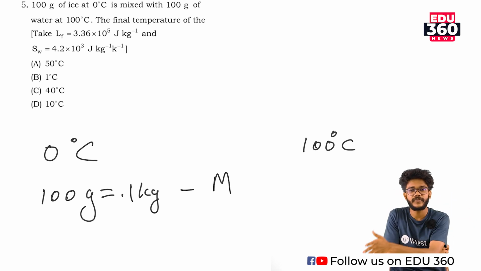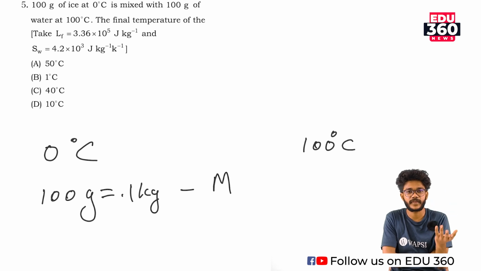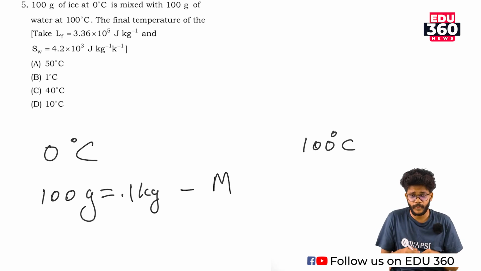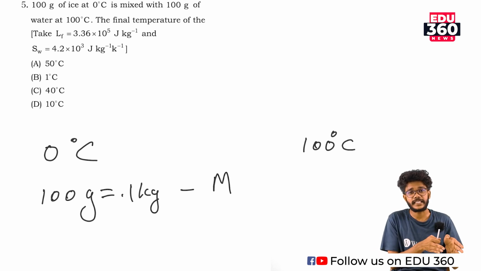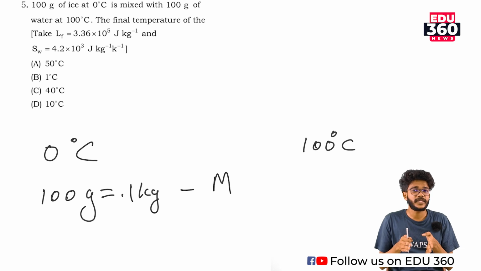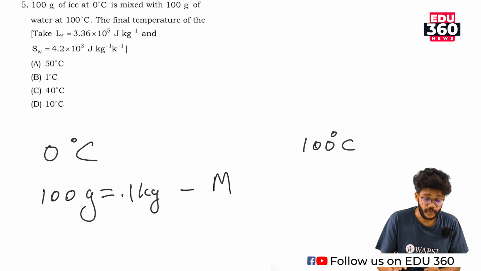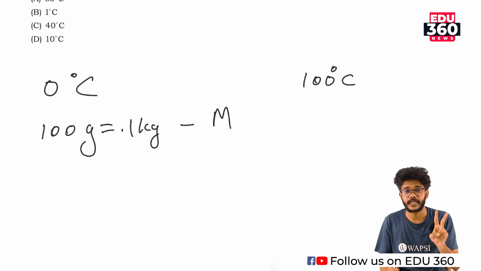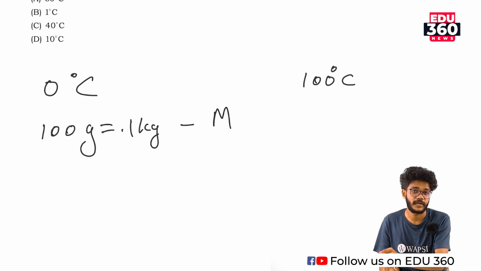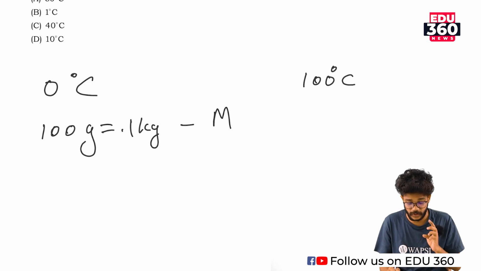Then the rest of the energy is used to change the 0 degrees Celsius water to T degrees Celsius liquid. Then only the change in temperature takes place. First we need to change the phase, second we need to change the temperature. So for two purposes we are using the energy from the 100 degrees Celsius liquid.